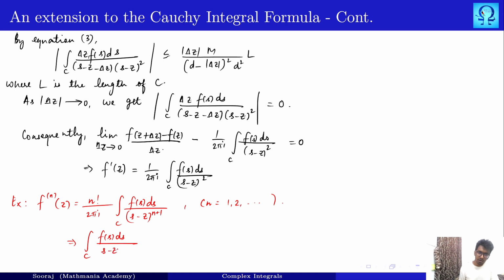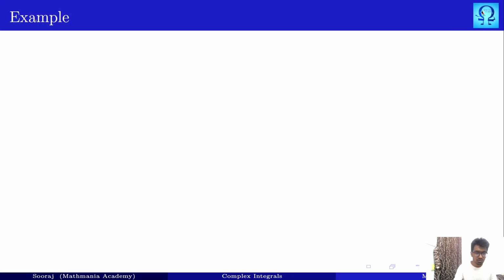this is 2 pi i upon n factorial times the nth derivative. That's it. Here, if you want, you can just change the notation to f of z naught. So here, integral of f of z dz upon (z minus z naught), at a particular point we are talking about. That's it, right?